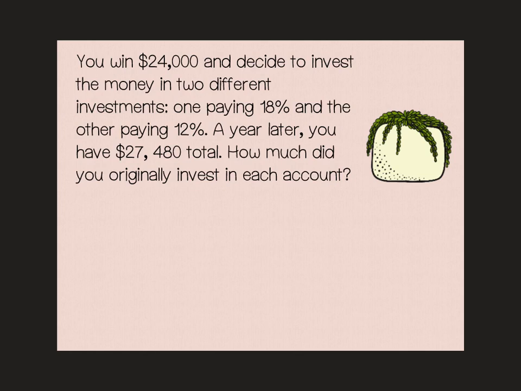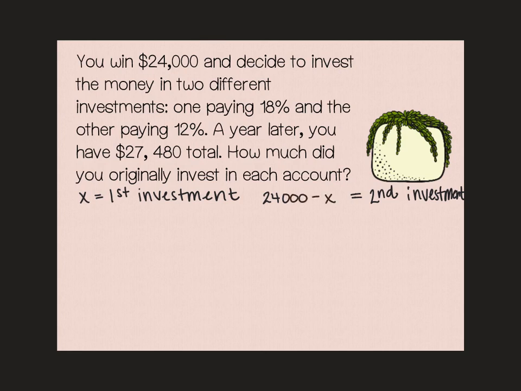To solve this problem, we really need to sit and break down what's happening. You're investing in two separate accounts. Let's call our first investment X. After we make that first investment, we can't invest X in the second one. We can only invest whatever's left over from our $24,000. So for our second investment, we would write $24,000 minus X. It's just taking whatever's left over and investing it in the second investment.